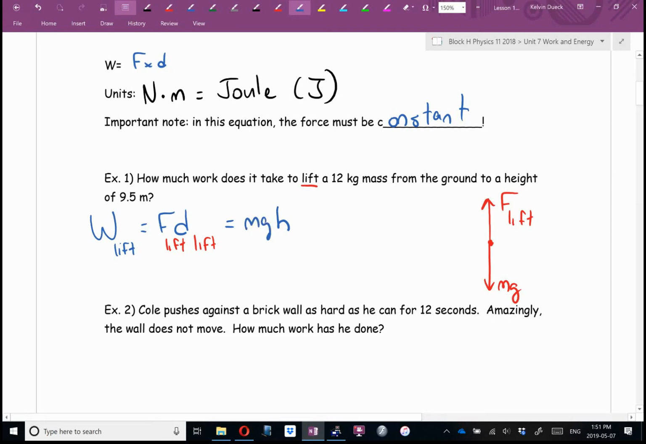Now, if you want to, you could add that to your formula sheet. I'm going to say hold off. Look at your formula sheet right now. I think there's an mgh there already. You see it, Kedra? But what did I say that was? I didn't say that was equal to work. I said that was equal to phys ed. No. The PE stands for potential energy.